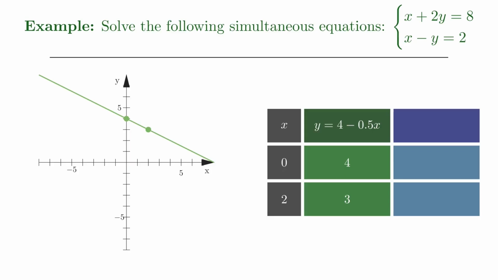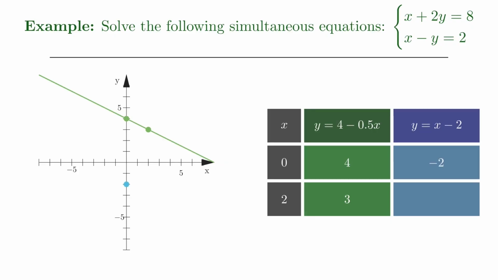Repeating this process for the second equation, I rearrange the second equation in terms of y. So if I bring the y over to the other side and the 2, I get that y is equal to x minus 2. I'm going to substitute in the same values for x that I did before. So when x equals 0, y equals 0 minus 2, so y is minus 2.